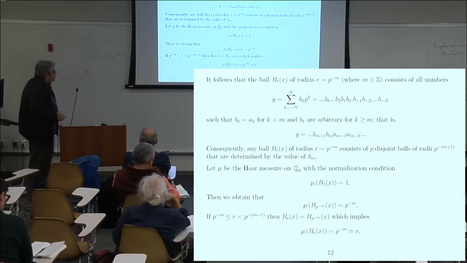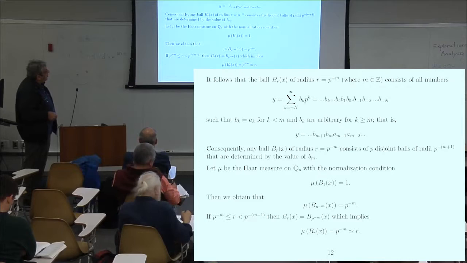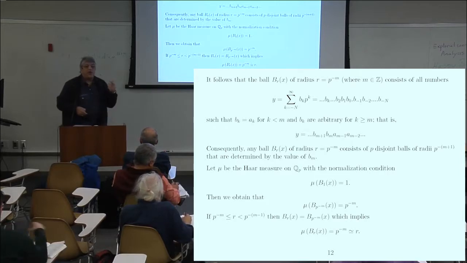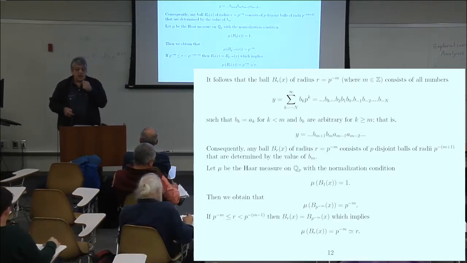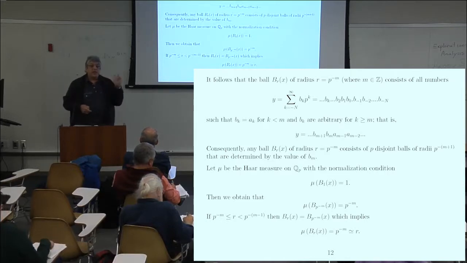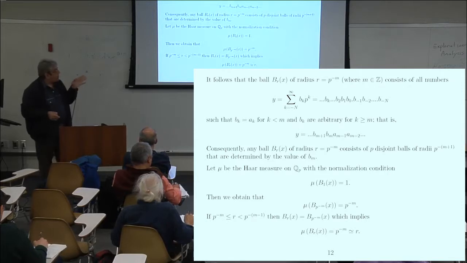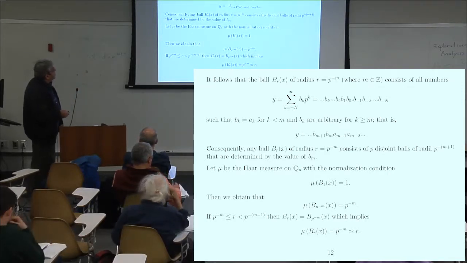The distances of this value, which implies that the measure of every ball is p to the power minus m of this ball, which is of order r. This gives us an idea that this space is kind of one-dimensional, right? The measure of a ball of radius r is of order r. Like in R^1, the measure of a ball of radius r is 2r, it's linear in r anyway. So this gives us an idea of one-dimensionality of this space.